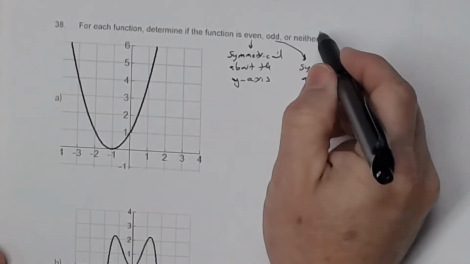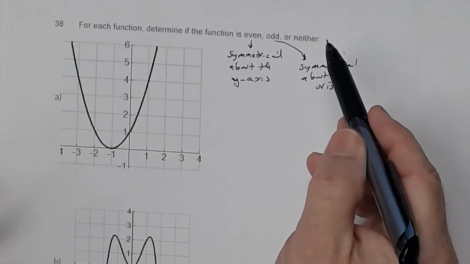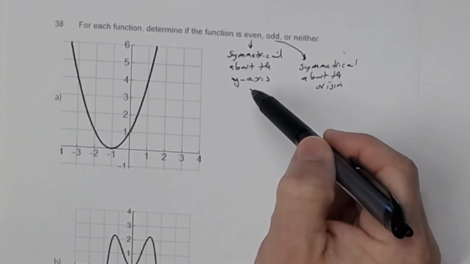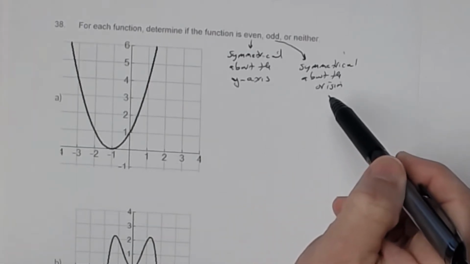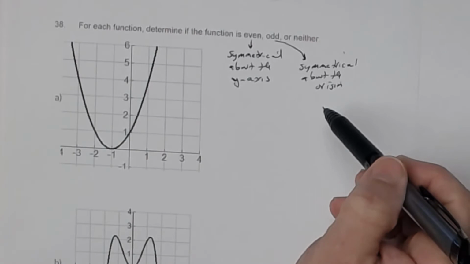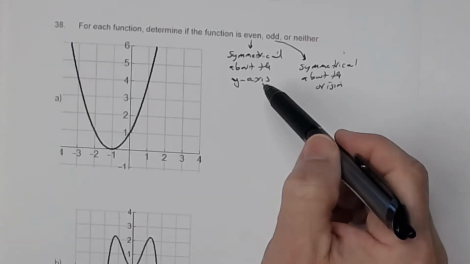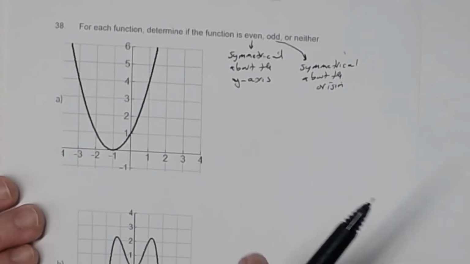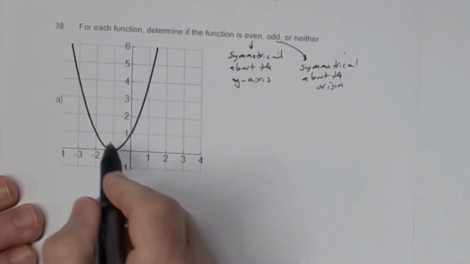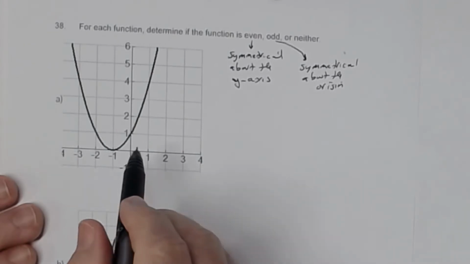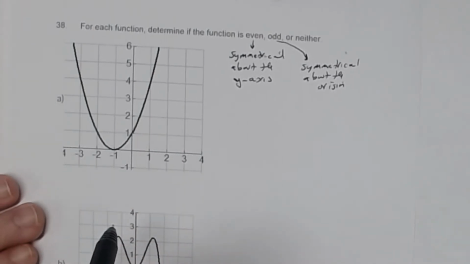Okay. Now neither means, just make sure you understand this, neither means that it's not symmetrical about the y-axis and it's not symmetrical about the origin. It can still have symmetry, but it's not symmetric about the y-axis or the origin. So if you look at 38, you see this graph of a quadratic function. So that's the graph of a parabola. All right, so the graph of this quadratic function is a parabola.